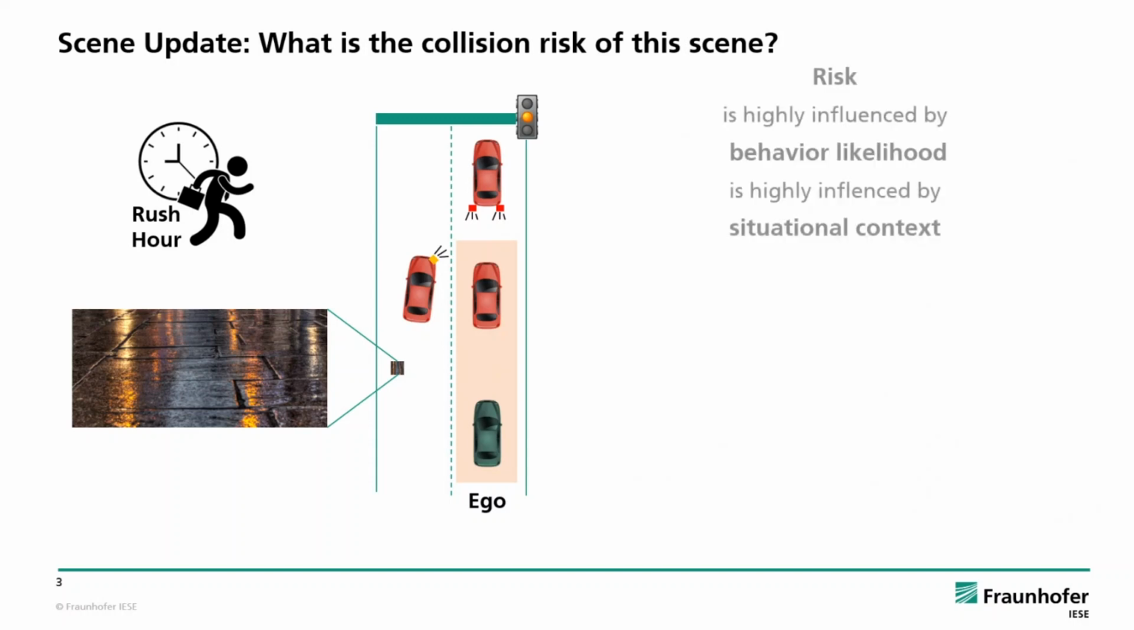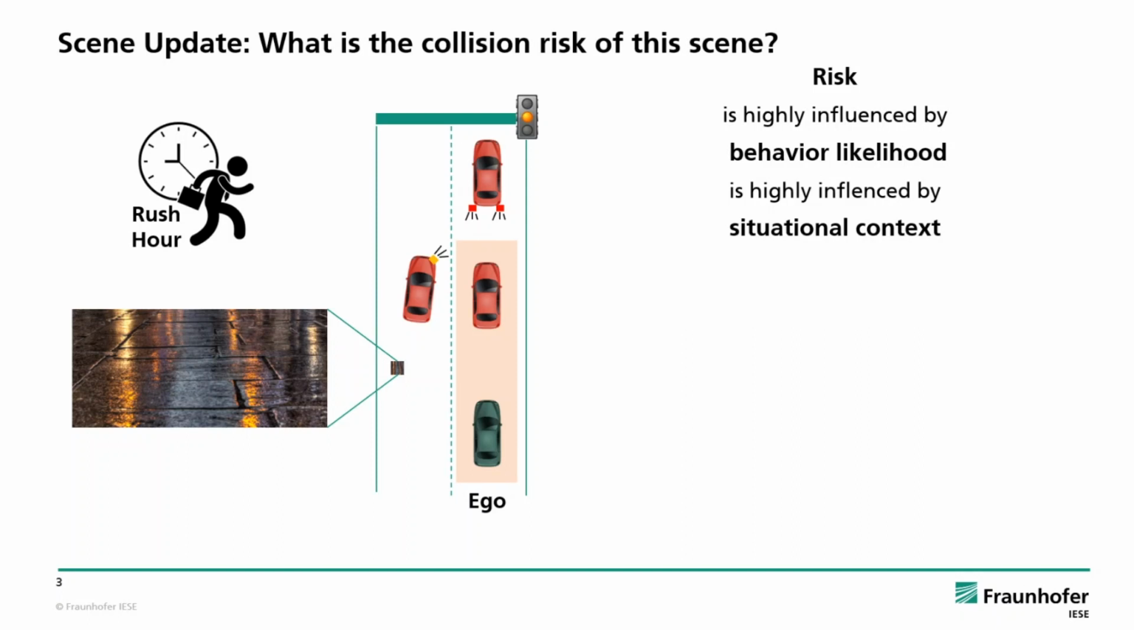So if I would like to summarize that, then we could say that for the collision risk, apart from severity parameters, we are mainly dealing in this presentation with the prediction of probability. That this risk is highly influenced by behavior likelihood of other actors, but that this behavior likelihood is very highly influenced by situational context. So what is going on around our vehicle to be predicted.